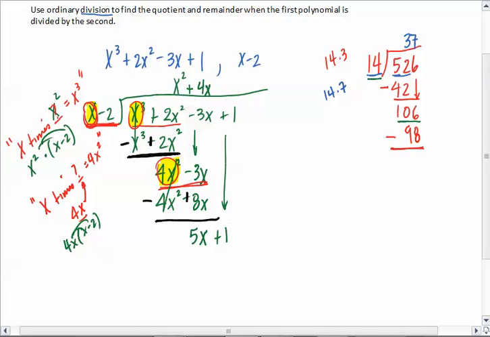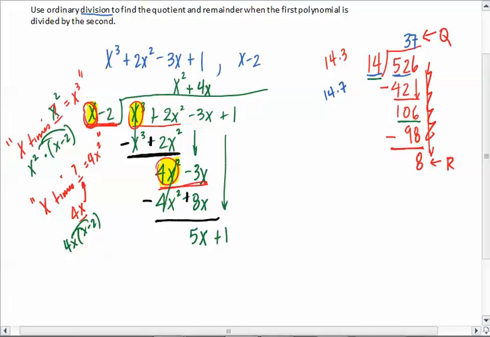Okay, let's go back to the arithmetic. What did we end up with here? We ended up with 8 right here, and there's nothing left to bring down, so we can't bring anything down there, and we're finished, right? This ends up being the remainder. And what is this up here? This is the quotient.